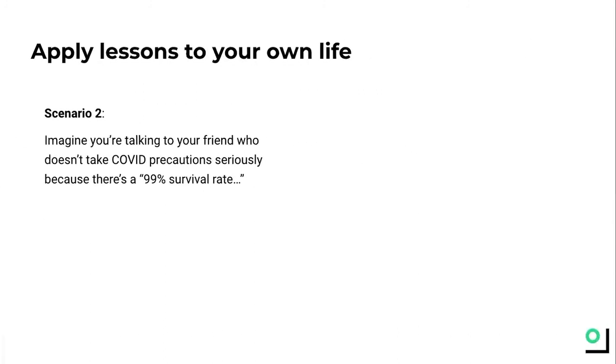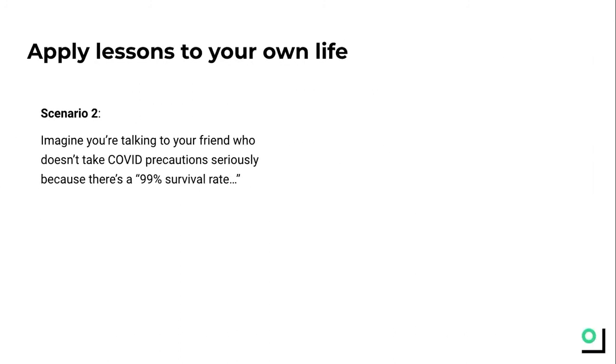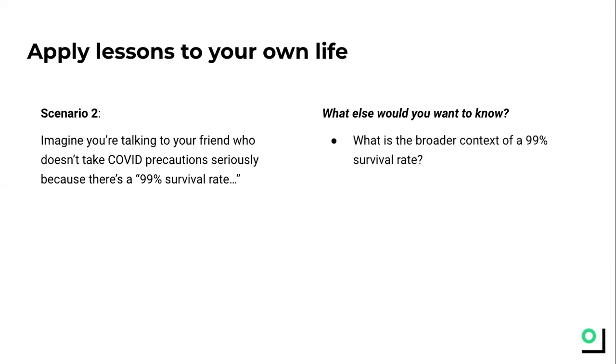Our second scenario is, imagine you're talking to your friend who doesn't take COVID precautions seriously because there is a, quote, 99% survival rate. How might you respond to that statement based on what you've just learned? For example, you might consider, what is the broader context of a 99% survival rate? If the entire US had COVID, a 99% survival rate would still mean that 3 million Americans would lose their lives. What is the number not showing?